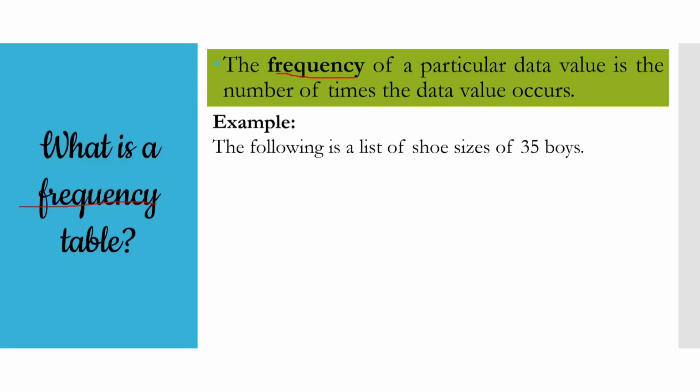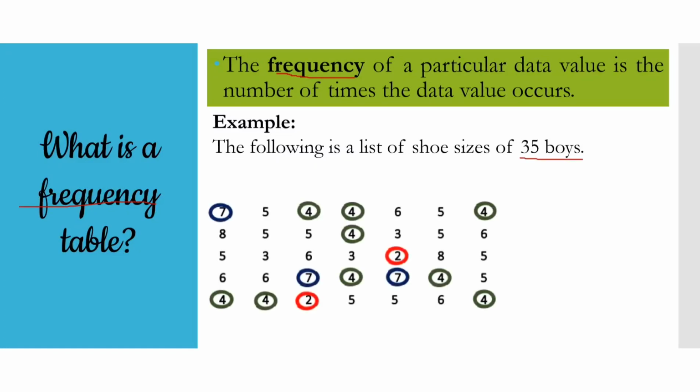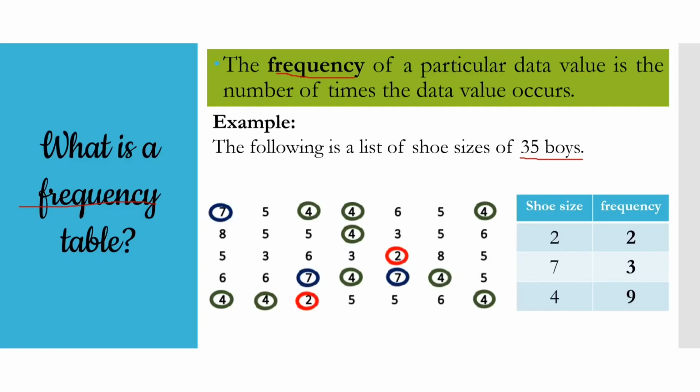For example, the following is a list of shoe sizes of 35 boys. Here is the list. Now, as you can see in the list of shoe sizes, those boys who have a shoe size of 2 are only 2. It means that only 2 boys have a shoe size of 2 based on the list given. So that is the frequency of shoe size 2.